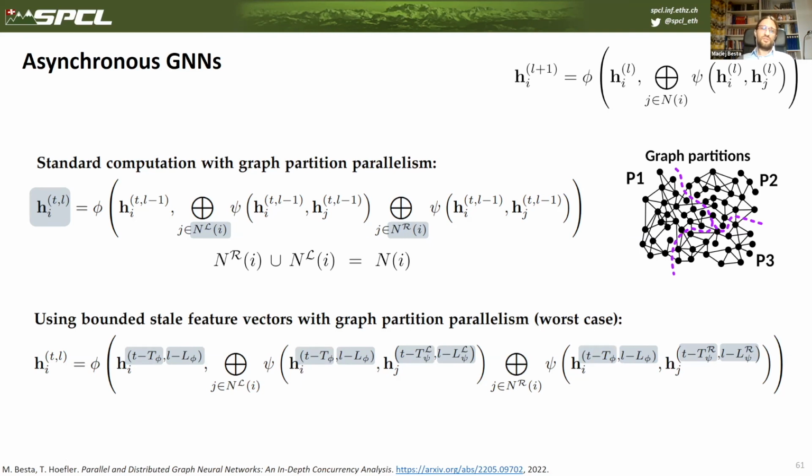Now, the interesting research direction would be to try to devise GNN models, like concrete models that actually apply this in practice, and see how they fare, both in terms of their predictive power, convergence speed, but also performance, throughput, and latency.